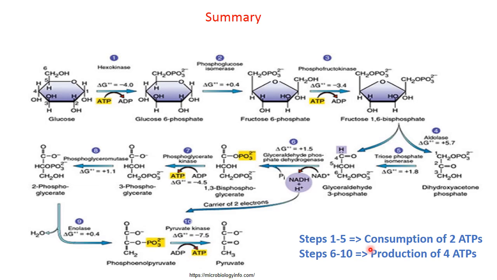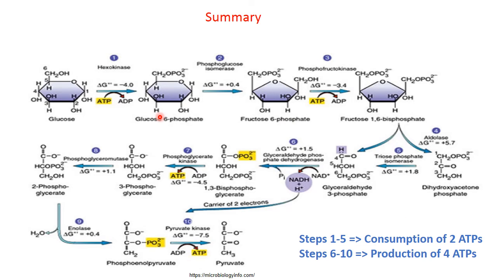So overall, in glycolysis you have 2 ATPs that are consumed and 4 ATPs that are produced in the other process. The net production of ATP is 2. Since 4 will be formed but 2 are consumed, at the end of the day we'll have 2.